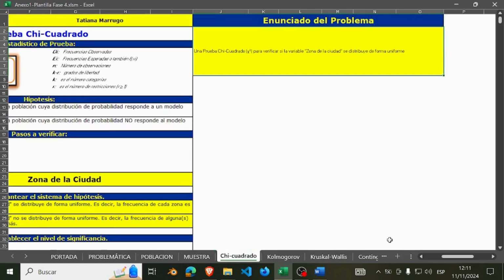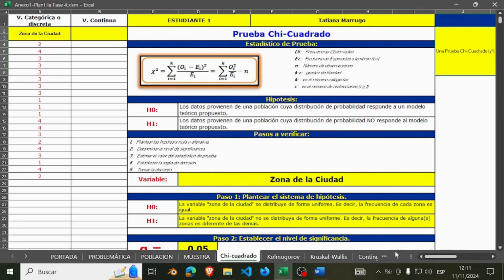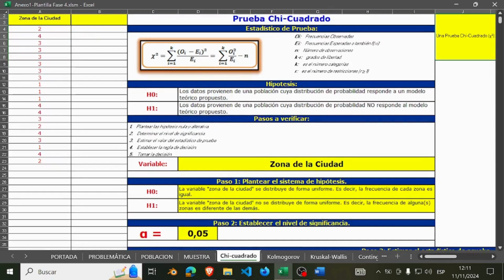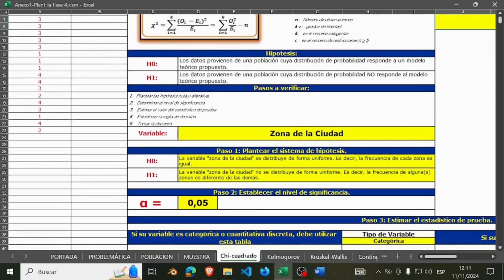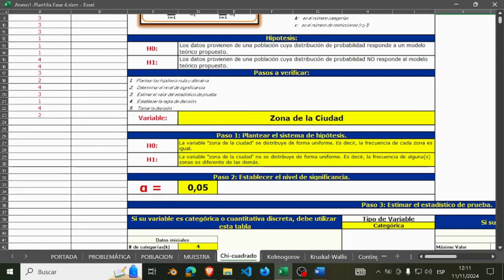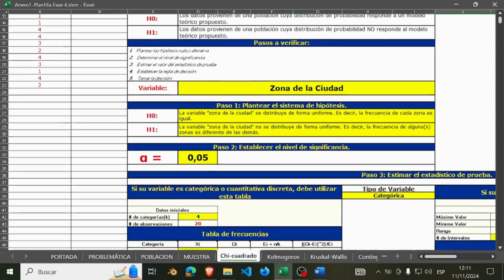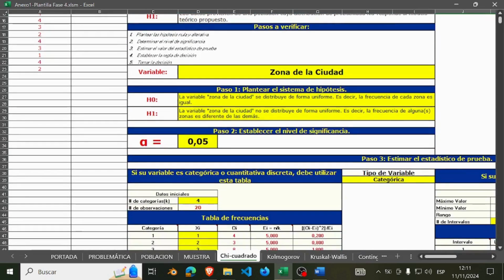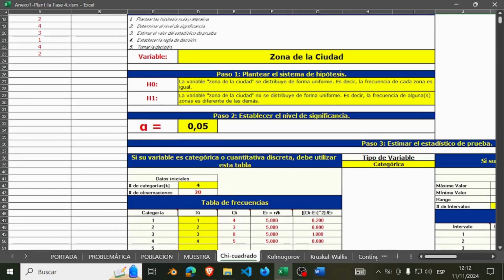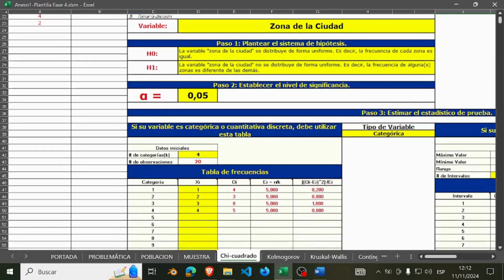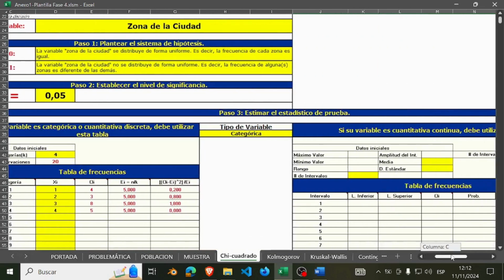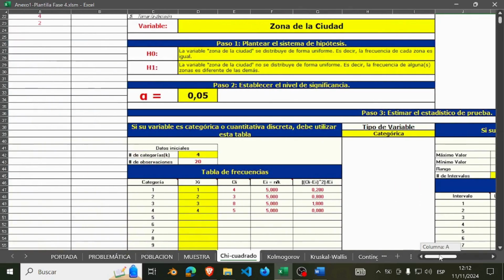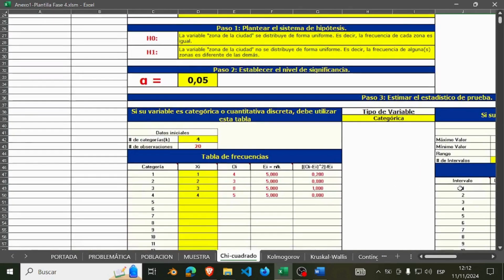Chi-square test. We begin with the chi-square test, which helps us determine whether a categorical variable, such as city zone, is evenly distributed across different categories. In this exercise, a chi-square value of 2,800 was calculated. By comparing this value with the theoretical critical value of 7.815 and considering a significance level of 0.05, we conclude that there is not enough evidence to reject the null hypothesis. This means we cannot claim that city zones have a non-uniform distribution.